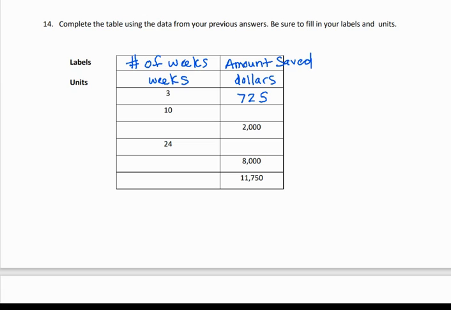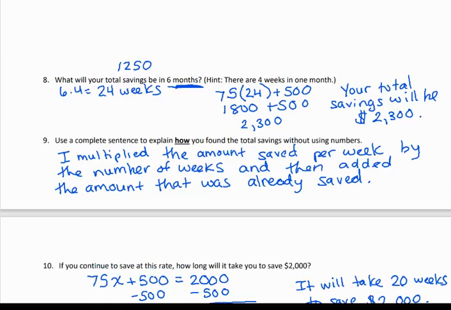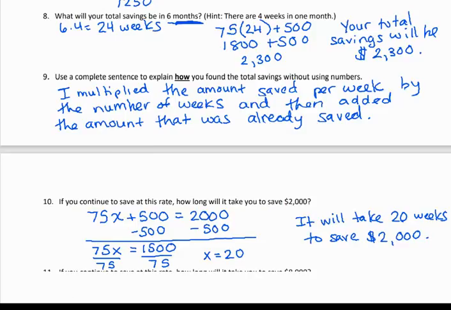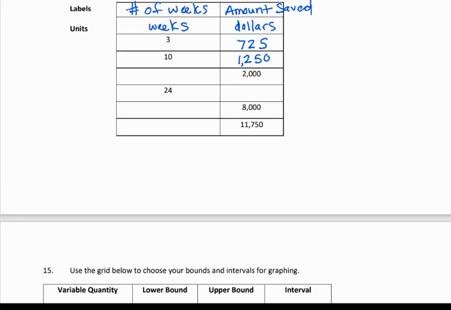What was it for 10 weeks? $1,250? So $1,250. And then let's stick with that first page. So for 24 weeks, we made $2,300. So I'm going to jump down to where it says 24. That'll be $2,300.